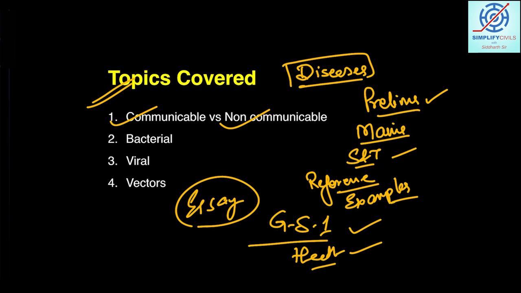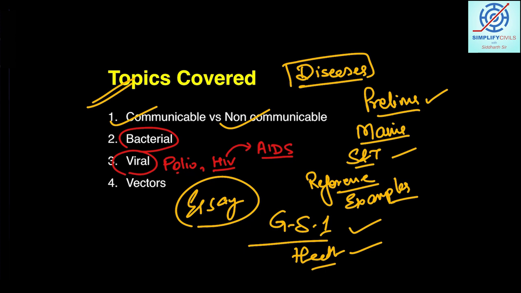Anyways, with respect to the diseases, particularly communicable and non-communicable, I will be focusing on the differences part. And then we will take some examples. These examples will include the diseases from bacteria. So what are the kinds of bacterial diseases? Then I will give you some examples of the viral diseases. So we will talk about polio here. We will talk about HIV, human immunodeficiency virus, and this particular virus is responsible for causing AIDS. So what is AIDS? I will tell you what exactly is the full form of AIDS.